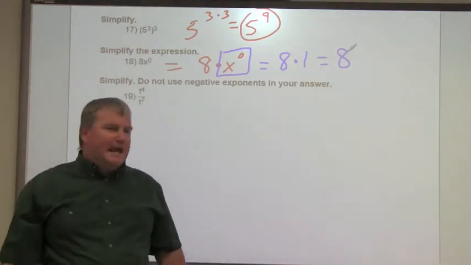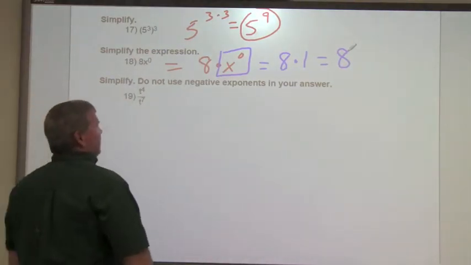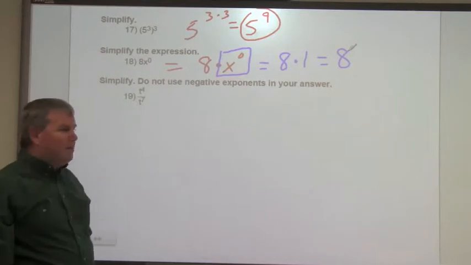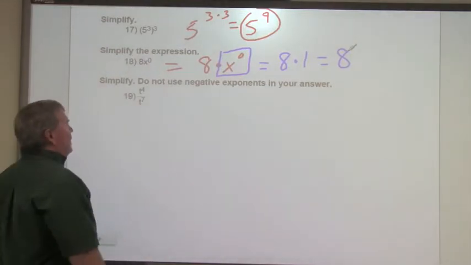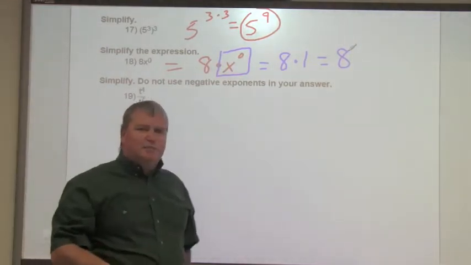A lot of people miss that on the midterm. So be real careful on that particular problem. Number 19. Again, it says do not use negative exponents.